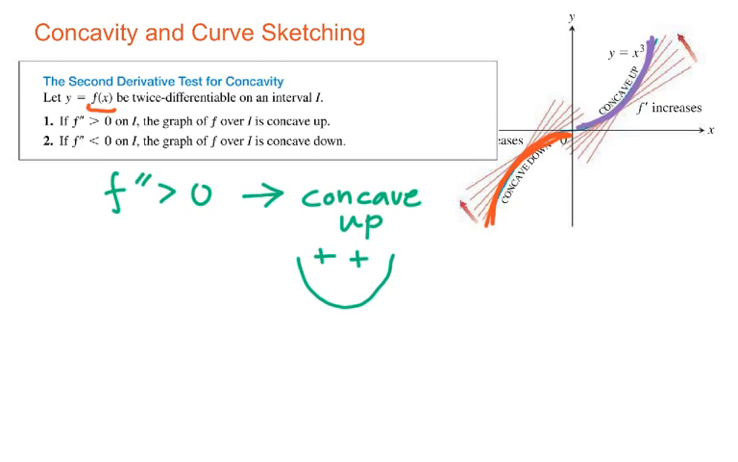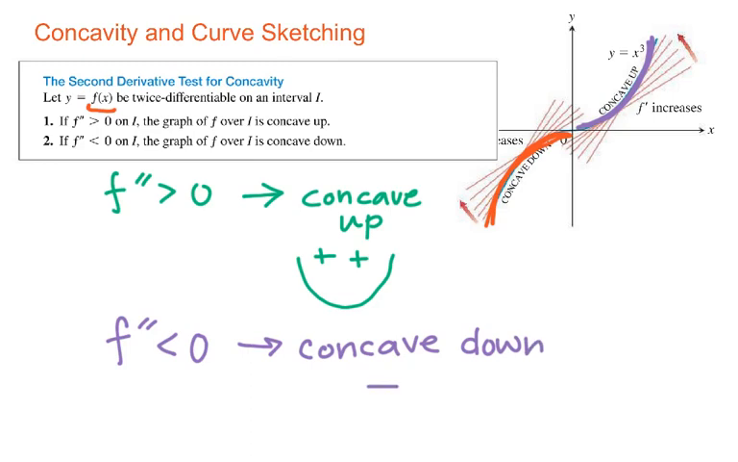And if we have the second derivative less than 0, if f double prime is less than 0 or negative, we have concave down, and that would be like a frown. All right, and so up like a cup would hold water, down like a frown would not hold water, it would just all drip out. So we have these mnemonic devices to help us remember, and that's concavity.